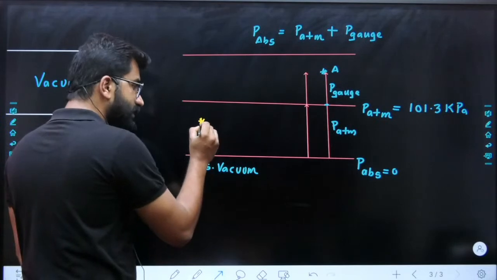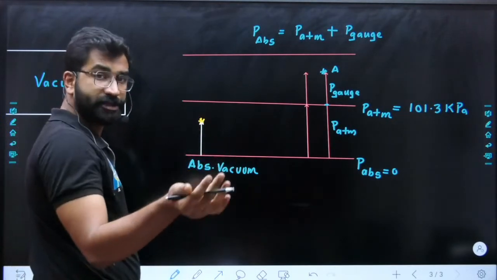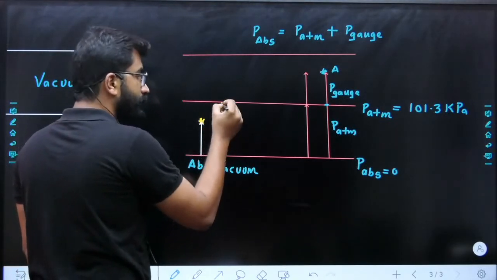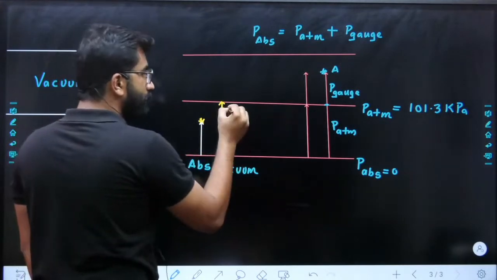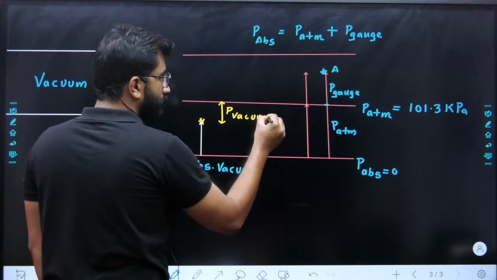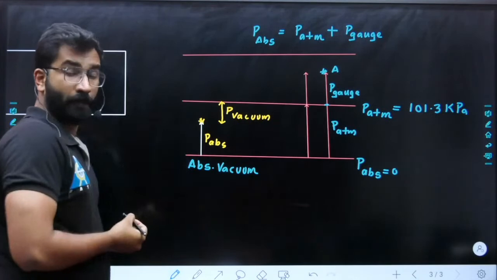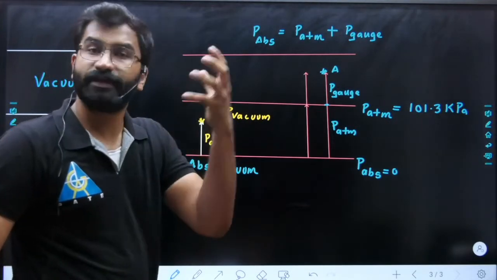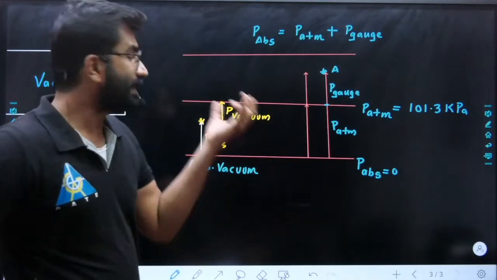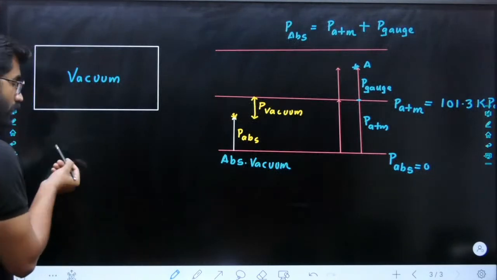So here what will be the absolute pressure? Absolute pressure will be the distance from absolute vacuum. What will be the vacuum gauge pressure or vacuum pressure? Vacuum pressure will be this distance. This will be your P vacuum. This will be your P absolute. Because whenever we are measuring something, we are using a gauge, a vacuum gauge. So that gauge reading is here P vacuum.